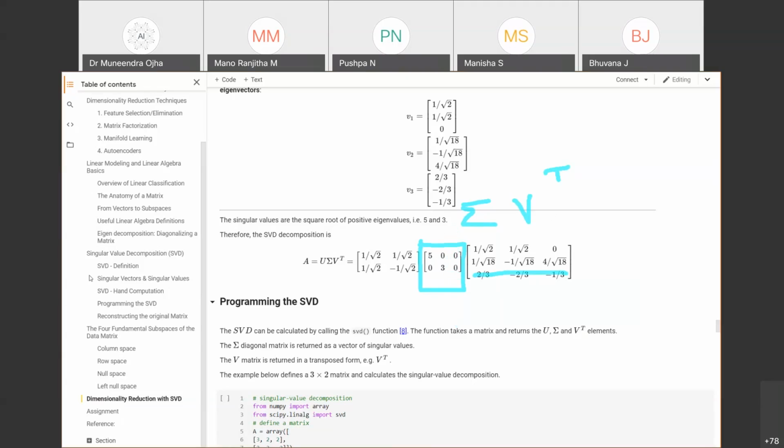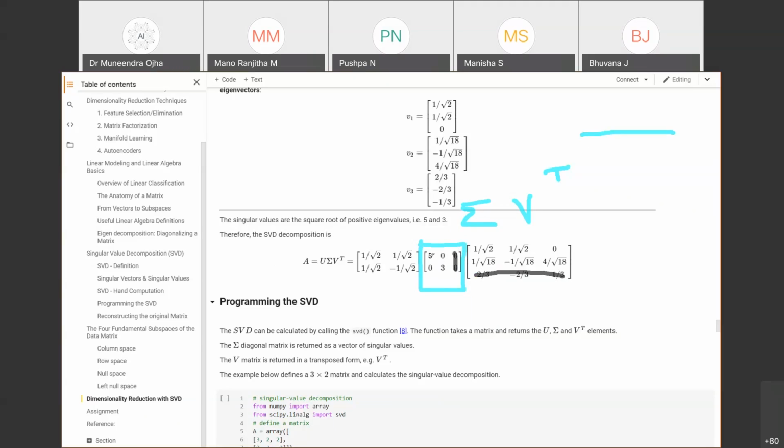So let me just put it as black. Suppose I remove the third column, and then I remove the third row because I won't be able to do this matrix multiplication if it has 3 rows, because I have 2 columns only. So, column by row.